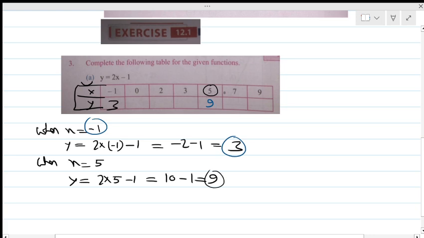I did it for two input values, x equal to minus 1 and x equal to 5, and we got the corresponding values of y, 3 and 9 respectively. So that's done. For the remaining values 0, 2, 3, 7 and whichever are given, you can try by yourself. Alright, so 3A is done, and I'll go with some other numbers. For that I'll clear this.